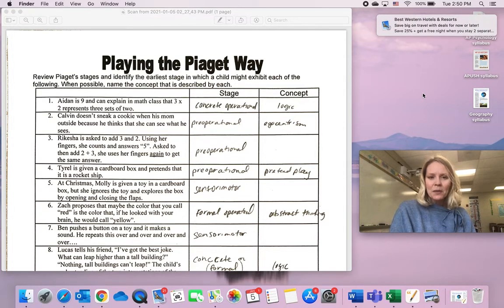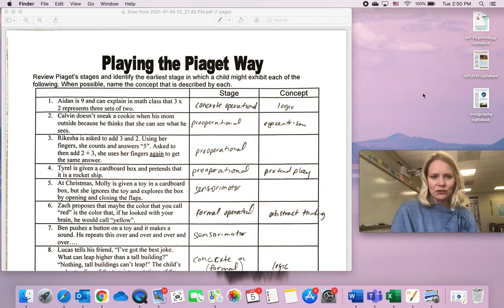All right, so playing the Piaget way. Review Piaget's stages and identify the earliest stage in which a child might exhibit each of the following. When possible, name the concept that is described by each. There's not always going to be a concept applied to these, and I'll kind of go through that.